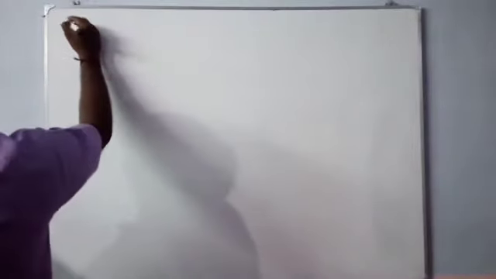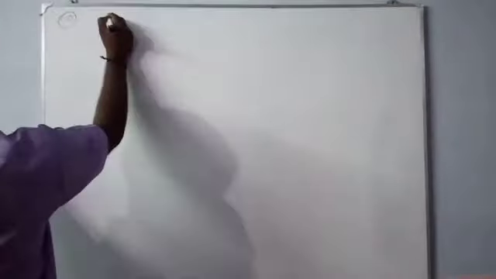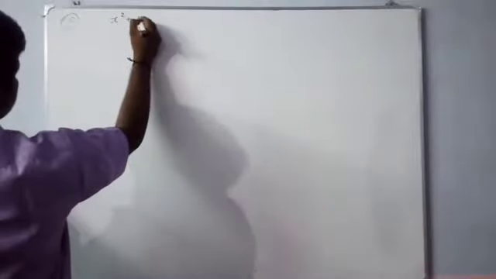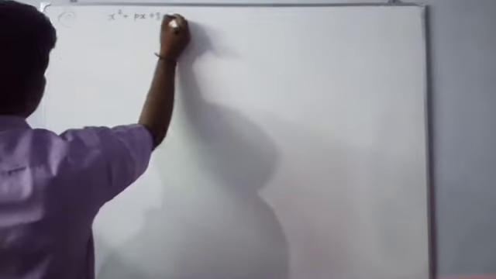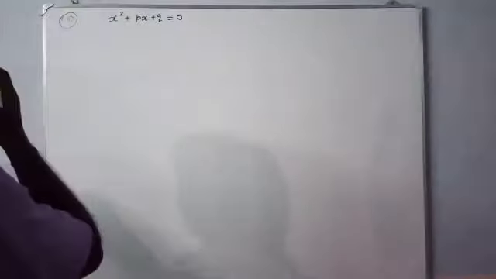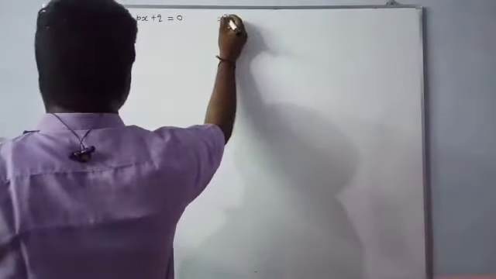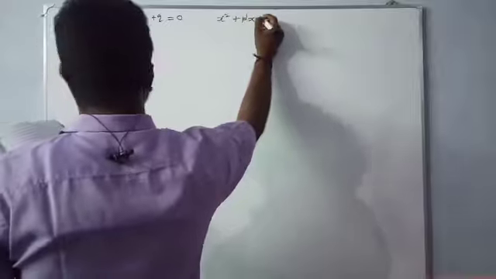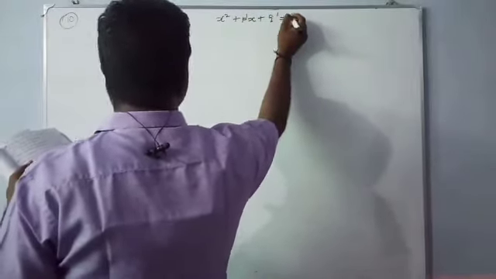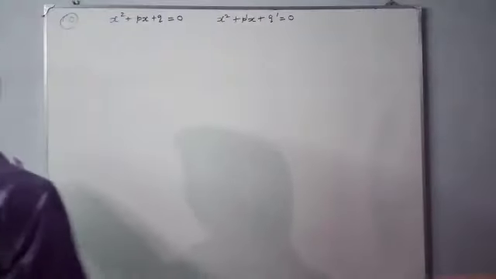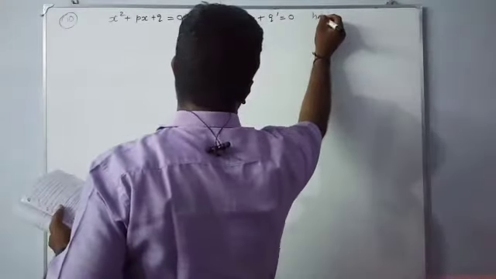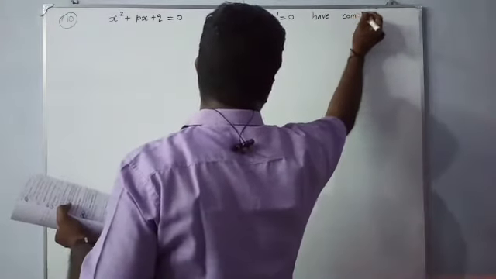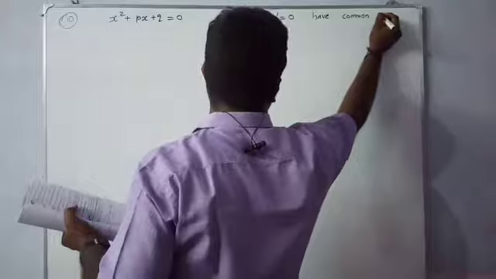Next, question number 10. If the equation x square plus px plus q equal to 0 and x square plus p dash x plus q dash is equal to 0 have the common root. Have common root. Underline this word, common root.